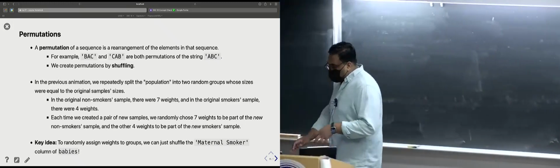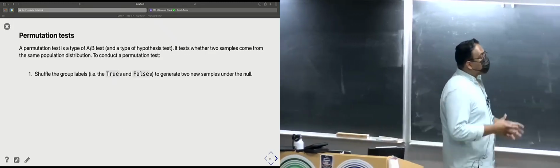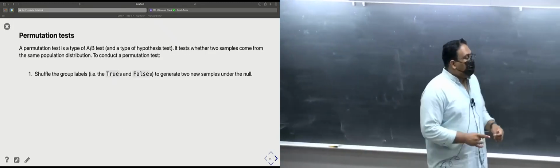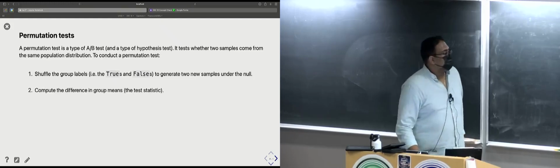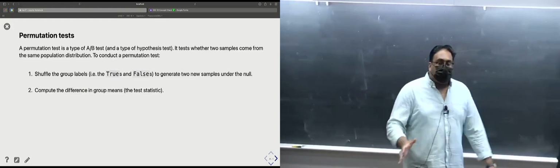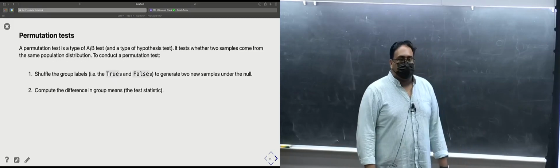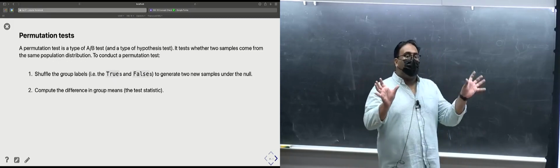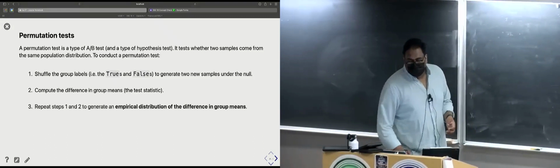And that's what a permutation test does. It's a type of hypothesis test that tests whether 2 samples came from the same population. The way you conduct a permutation test is by shuffling the column that contains your group labels, so the column that contains your trues and falses. Each time you do that, in our case, you will randomly put 7 of your data points into the false group and 4 into the true group. It's like coming up with that row of 7 emojis and then 4 emojis. That's all you're doing when you're shuffling who's in true and who's in false.